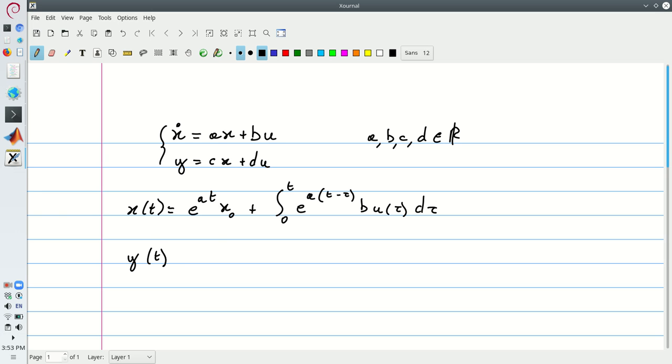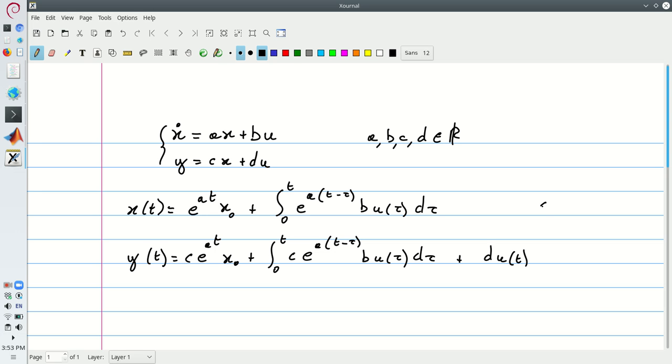So what is the output? By the output equation, we simply have that y of t is given by c times x of t plus du. So we immediately get that y of t is given by c exponential of at times x0 plus the integral from 0 to t. Remember, we are pre-multiplying by c exponential of t minus tau b u of tau d tau, and let's not forget the term d u of t.